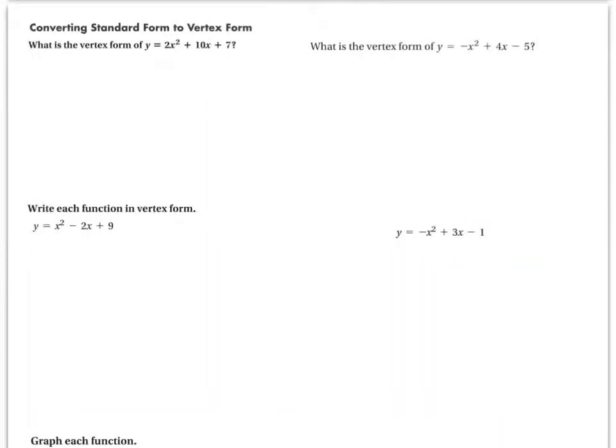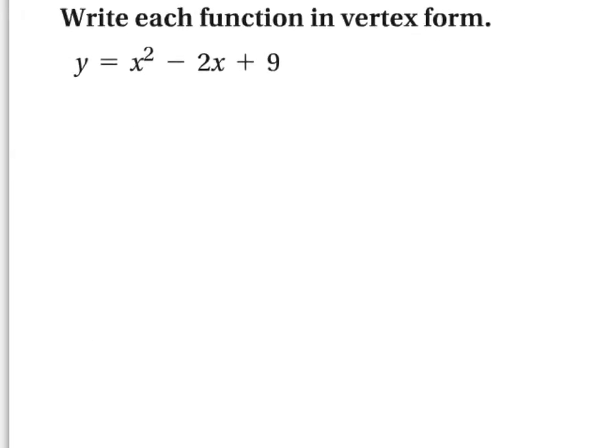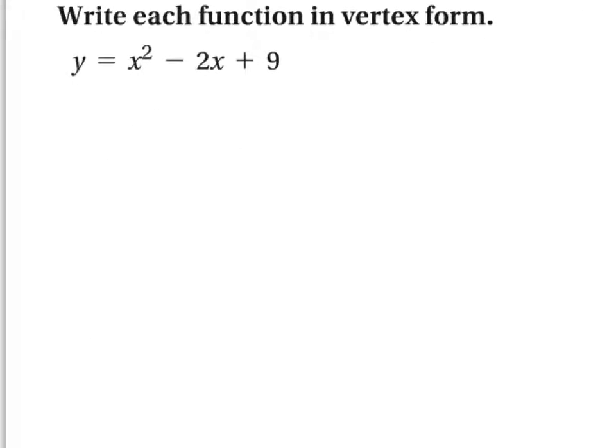On the back side here, some of these examples deal with fractions. At this stage in the game, I don't want to do an example of fractions. I want to do an example just with some easy numbers to work with so that you can see the process, okay? So that being said, I would like to look at this example here. Y equals x squared minus 2x plus 9. I want to rewrite that in vertex form. There are 2 ways to do this. I want to show you both.